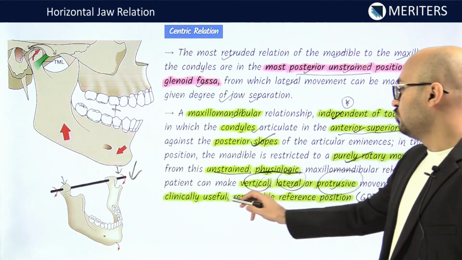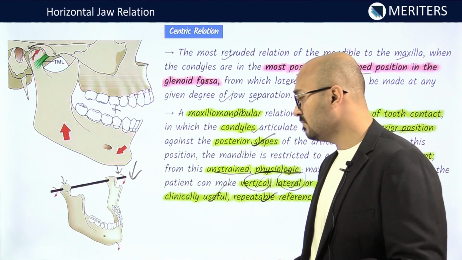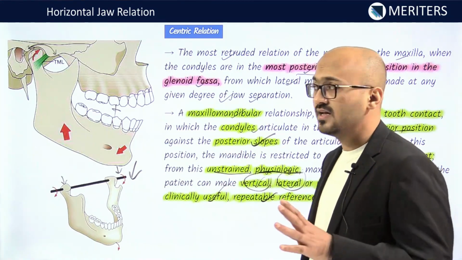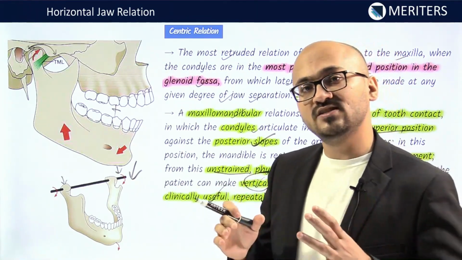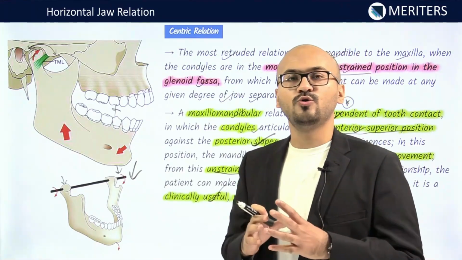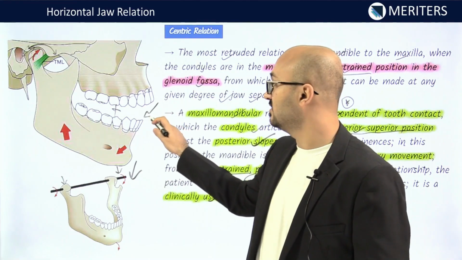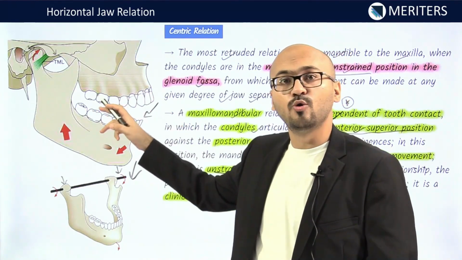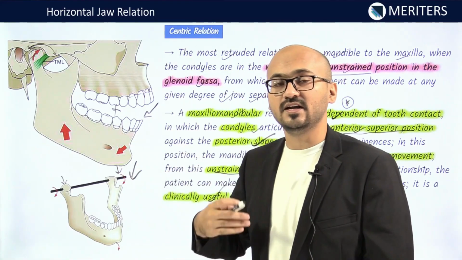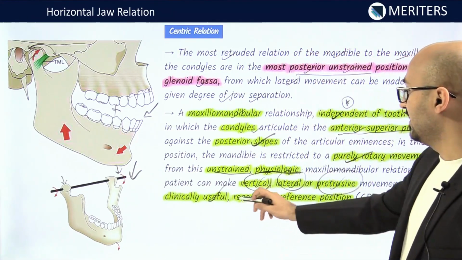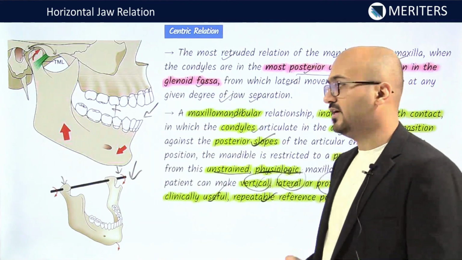It is a clinically useful, repeatable reference position. Clinically useful, why? Because whenever we have to rehabilitate something, since this is the most repeatable or reproducible position, we will want to do changes along this point. We do not want to alter the whole physiologic function of the mandible when we are rehabilitating the dentition. Because this is a very stable bone to bone relationship, we are going to use this as a clinical step in clinical procedures. So it is a clinically useful, repeatable reference position according to the Glossary of Prosthodontic Terms 9.